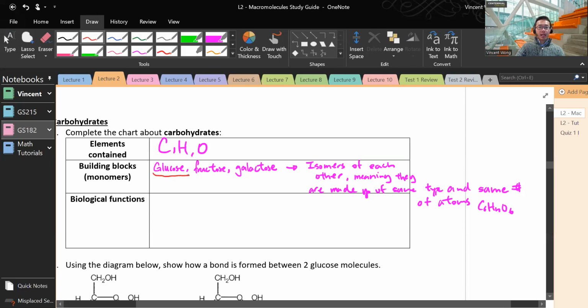Now these building blocks, okay, they are all building blocks for carbohydrates, and carbohydrates are basically what we call sugars, right? So these are single building blocks, single monomers for the carbohydrates. We call them monosaccharide, right? Single sugar.